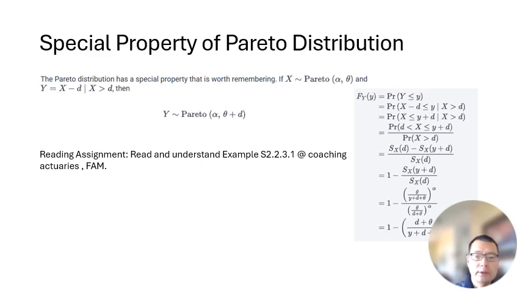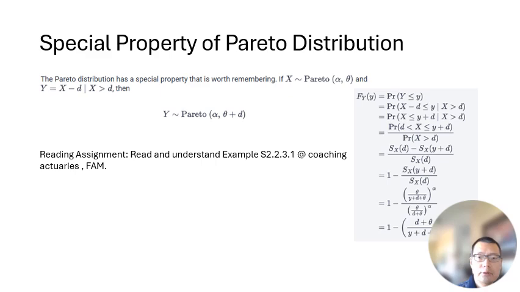So in the box to the right, we can see the cumulative distribution. F_Y(y) is equal to the probability of Y being less than small y.